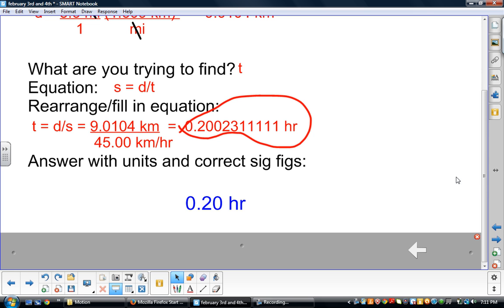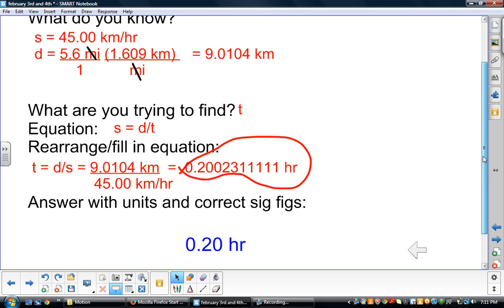Pause here if you need to so that people have time to write this down. And we're going to go on whenever you're ready.